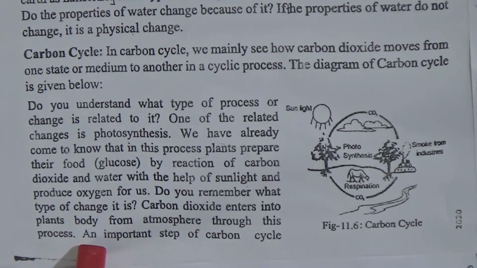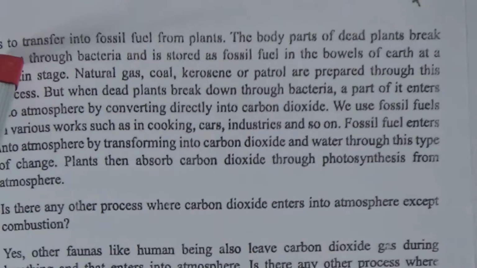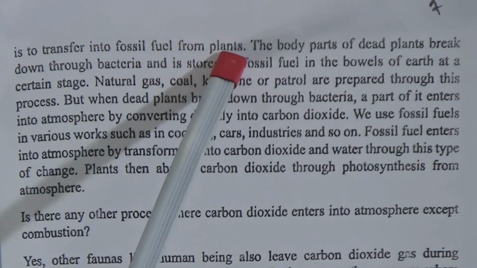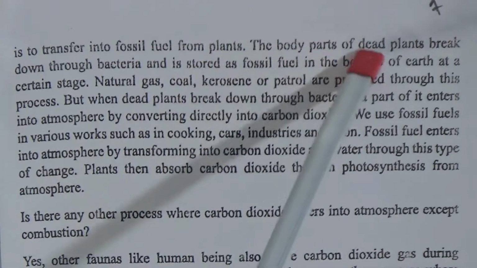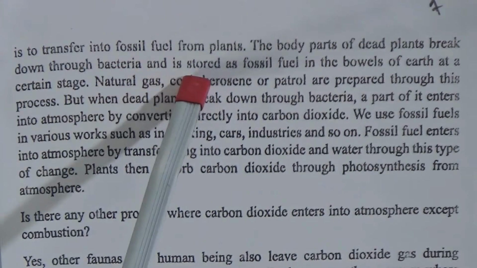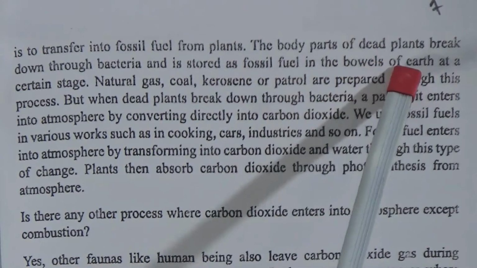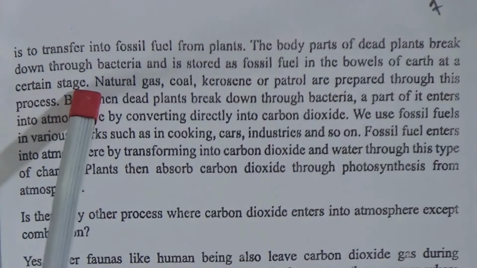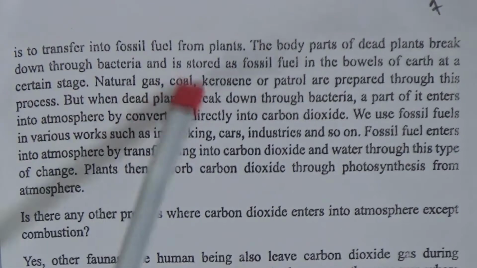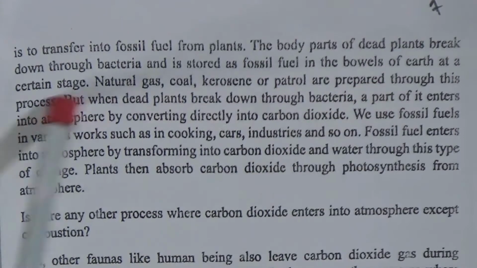An important step of the carbon cycle is the transfer from plants into fossil fuel. The body parts of dead plants break down through bacteria and are stored as fossil fuel in the bowels of the earth at a certain stage. Natural gas, coal, kerosene or petrol are prepared through this process.